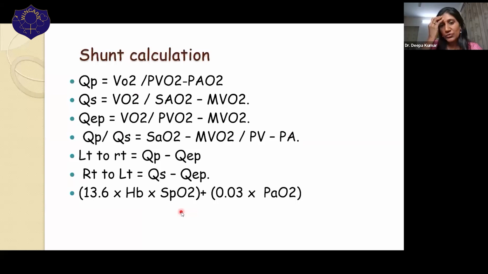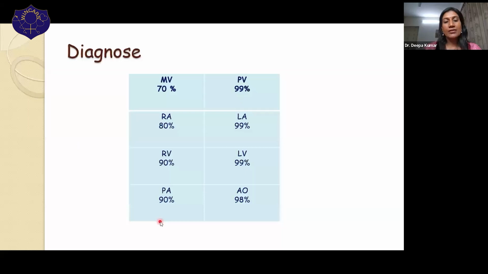I think most of you know these are the formulae that we use to calculate QP, QS, effective pulmonary blood flow, effective systemic blood flow, and left to right shunt. These are the formulae that we use. And just a very simple example, a left to right shunt. Can anybody identify where the shunt is?